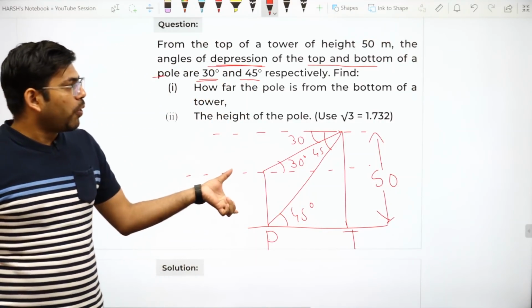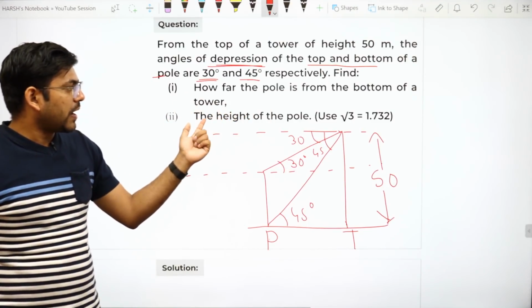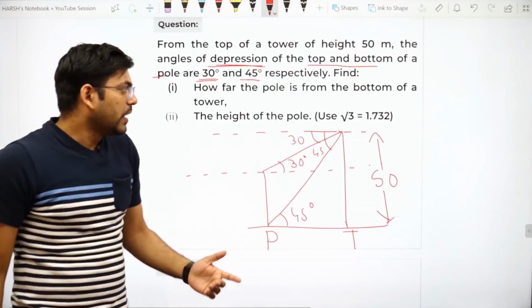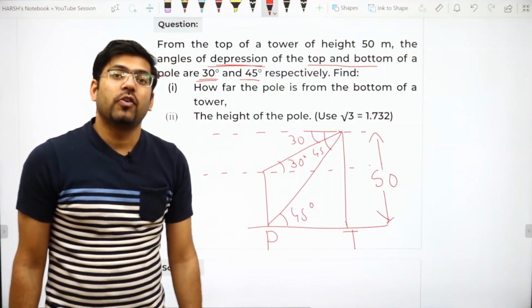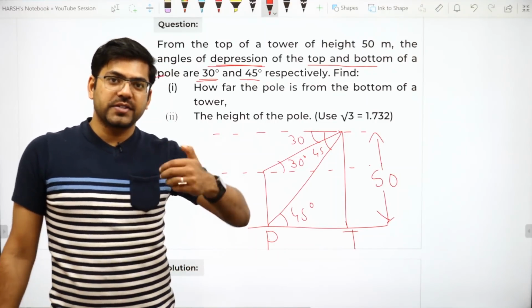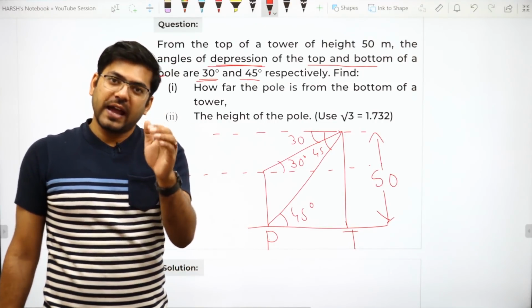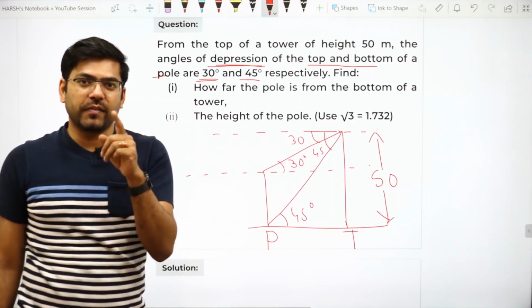Now, the height of the pole has to be found. How far the pole is from the bottom of the tower and the height of the pole, both have to be found. And like this, everywhere the values of root 3 and root 2 would be given to you. Root 3, root 2, I would suggest you to remember; otherwise root 5 or root 7 or root 6, all those values would be given to you.